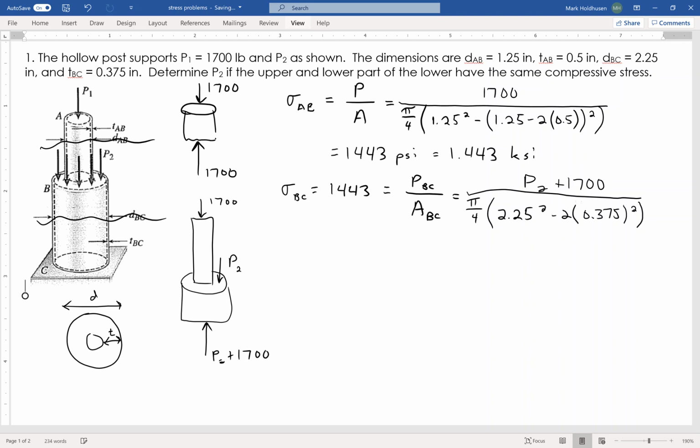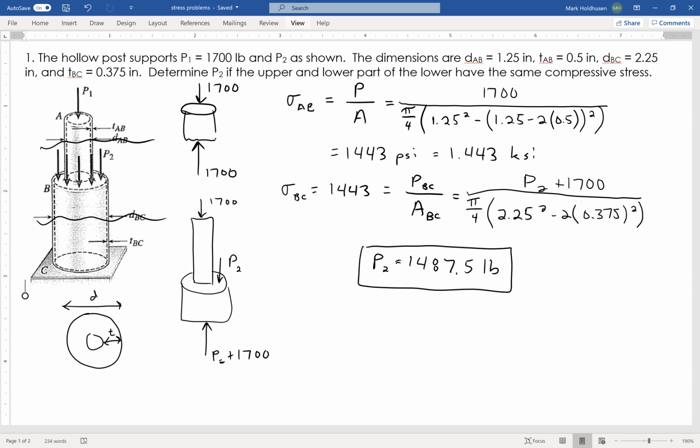Again, I'm trying to find P2 so it has the same stress as the top piece. So it's a big, ugly fraction, but the algebra isn't too tough, to find P2 so that the stress through that bottom piece equals the stress of the top piece. I can find that P2 equals 1,487.5 pounds, or I could say 1.49 kips if I wanted to.